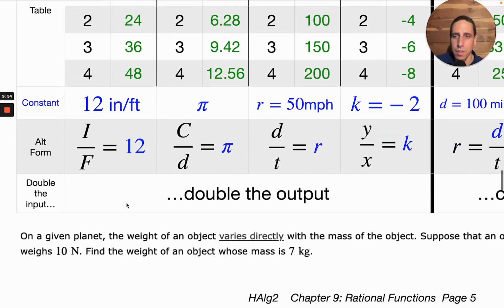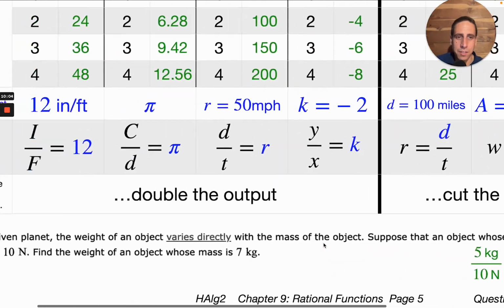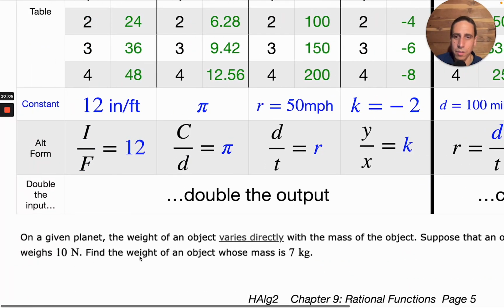If you double the weight, then you'll also double the mass. If you double the mass or triple the mass, you'll triple the weight. Suppose that an object whose mass is 5 kilograms weighs 10 newtons. You want to find the weight of an object whose mass is 7 kilograms.